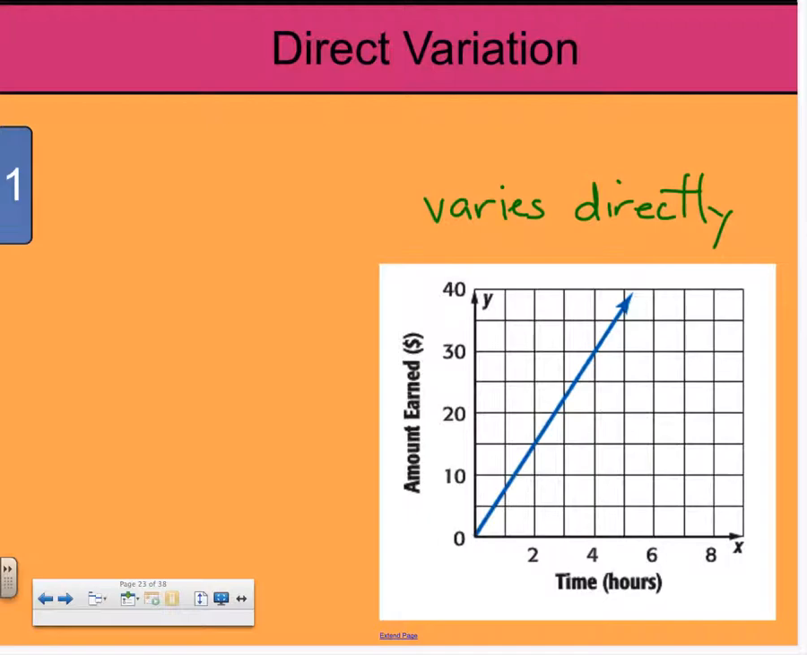So we know that it's going to go through the origin, and we know that every single one of the points on this line, when we do y over x, is going to be the same as all the other points. All right, so what are we trying to do? We want to know how much she earns per hour. When you hear a rate that says per hour or per one unit, what do we call that? Anyone remember? We call it a unit rate.